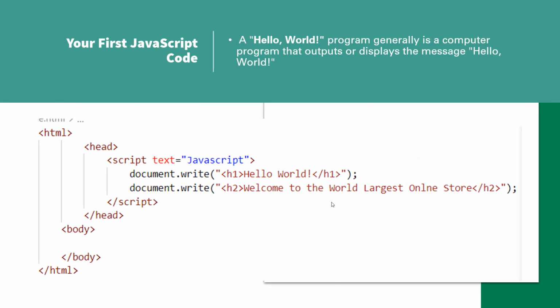Now let's talk about your first JavaScript code. In programming parlance, usually when you want to write the first code, they say write the hello world code. So the hello world program is generally used to display the message hello world, just to make sure that you are able to conveniently run your program, and then you see the word or the message hello world. So how do you do it in JavaScript?